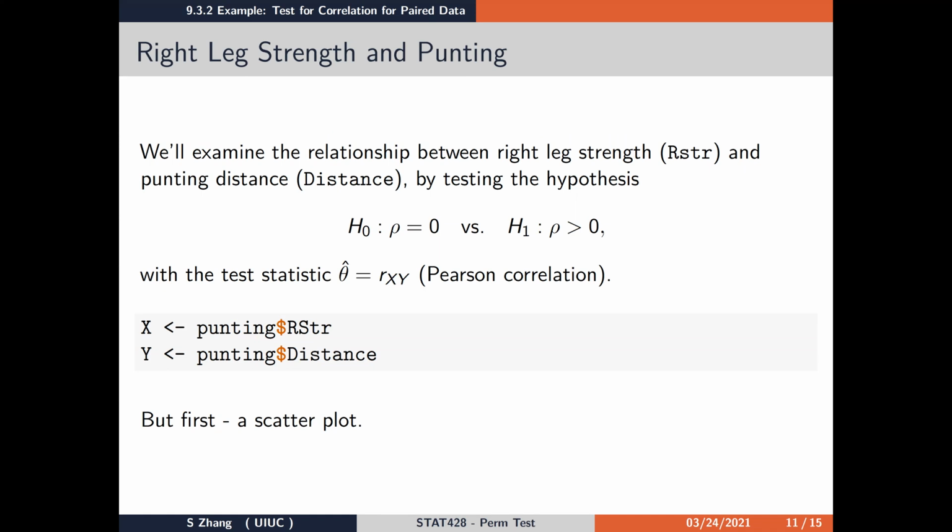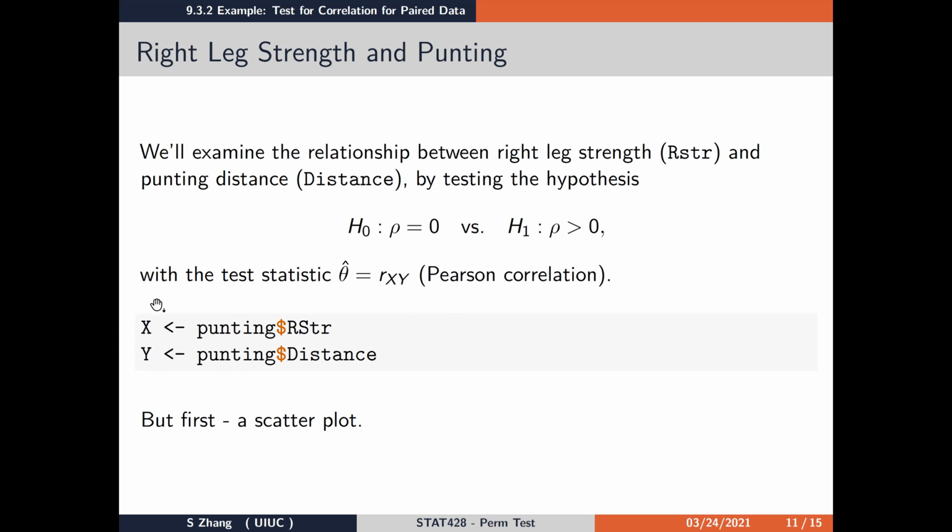It's called distance. And we will test the hypothesis where the null hypothesis is that these two are uncorrelated, so rho equals 0. And the alternative hypothesis, H1, is that they have a positive correlation. So you can see we're doing a one-sided test here. Our test statistic, theta hat, is going to be the Pearson correlation between x and y, or the Pearson correlation between unpermuted x and permuted y's.